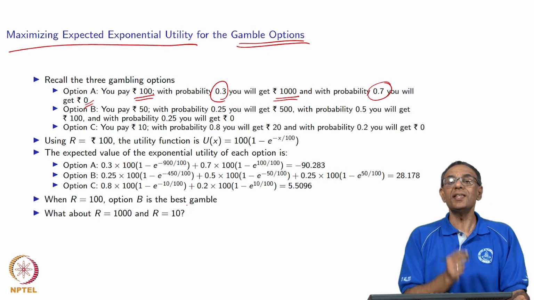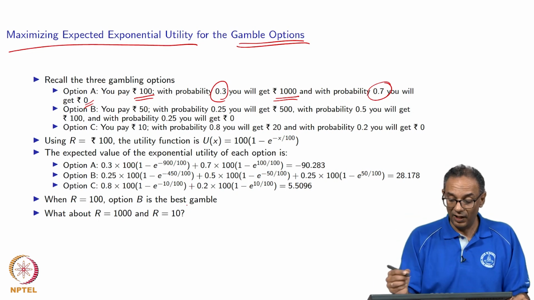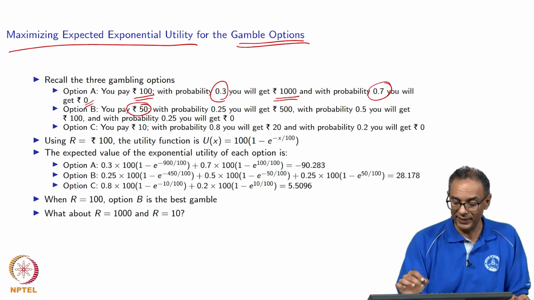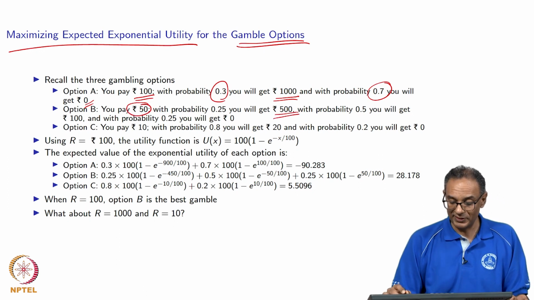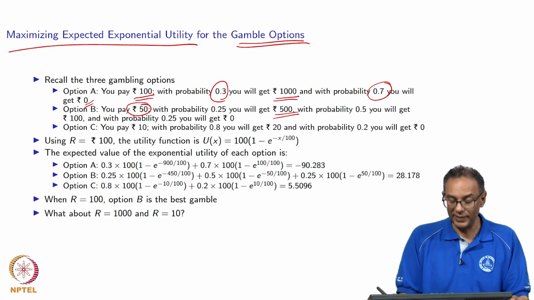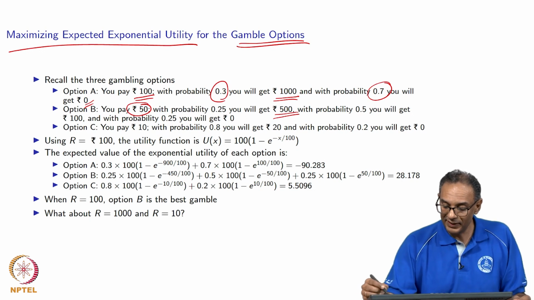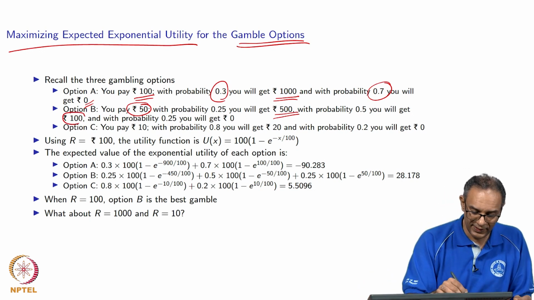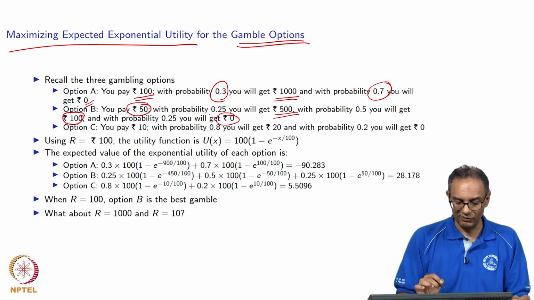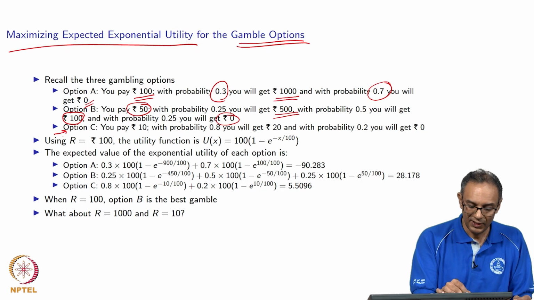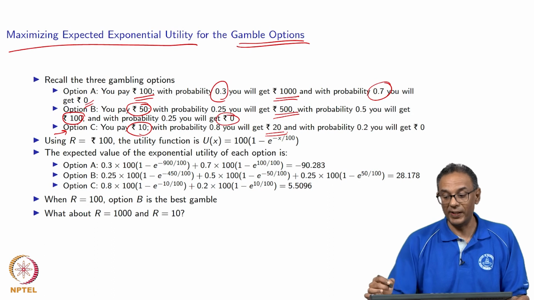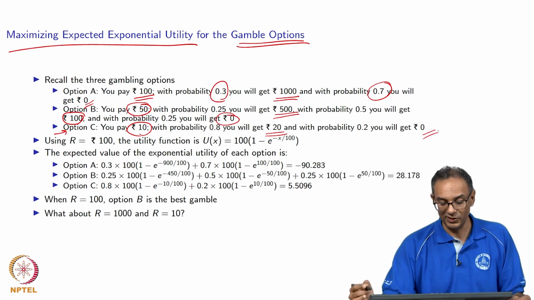Now once you have done that, we look at the three options. The second option is as so. You pay 50 rupees, and there's a 25% chance that you will get back 500 rupees. So that means your net gain is 450 rupees with probability 0.25, and your net gain is 50 rupees, that is 100 minus 50, with probability 0.5, and you lose 50 rupees with probability 0.25. And the third option is one in which you pay 10 rupees, and then there's an 80% chance you'll get 20 rupees back, and there's a 20% chance you lose that 10 rupees.